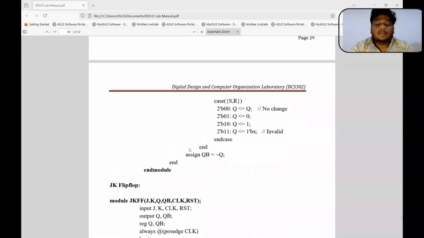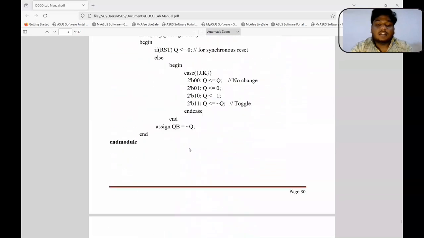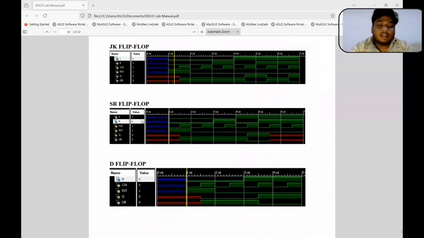Here the SR flip-flop Verilog code ends. This is the output of SR flip-flop. S value 0, R value 0, clock signal is also 0, reset is 1. Here is the output of the given input.